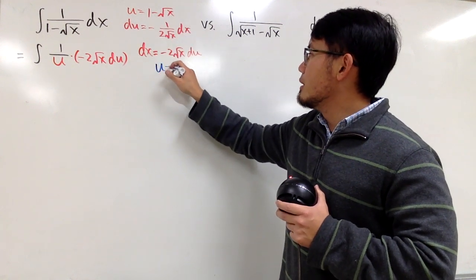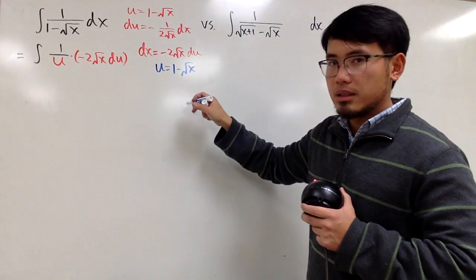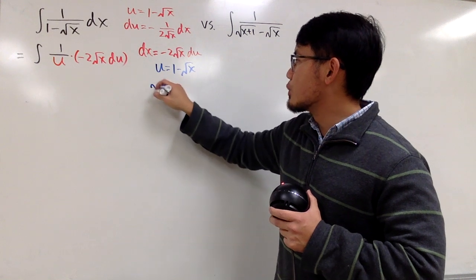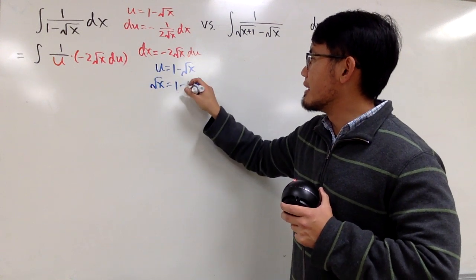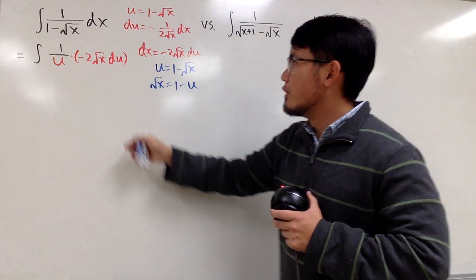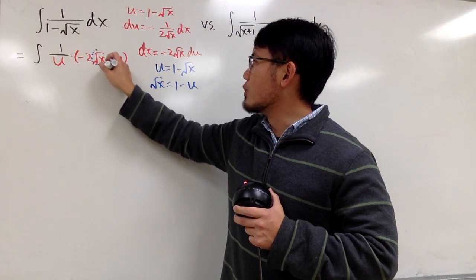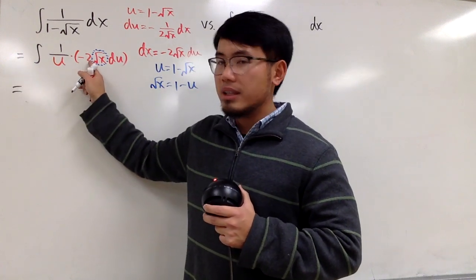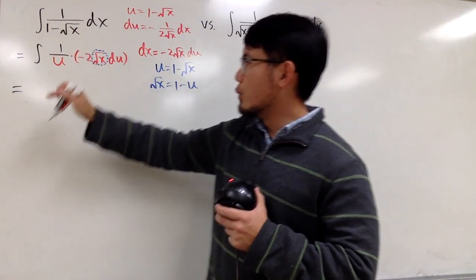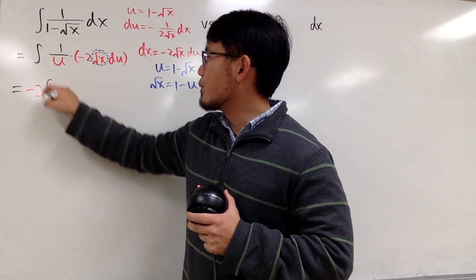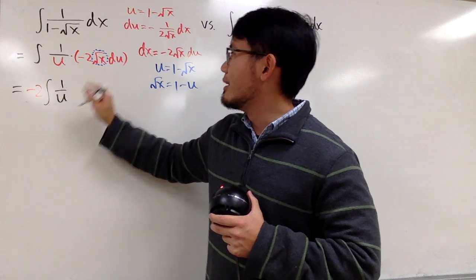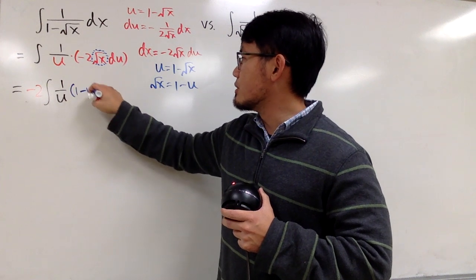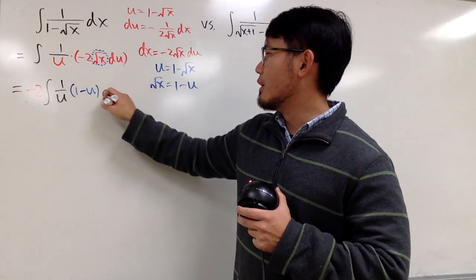Look at this right here. We know u is equal to 1 minus square root of x. I can just move this to the other side and move the u to the other side. I can get square root of x equals 1 minus u. And I can put this for the square root of x. That would be nice. All right, now let's see. I will put the negative 2 all the way in the front because it's just a constant multiple. Like that. And then the integral, and this is 1 over u. And for the square root of x, I will put parentheses 1 minus u. And we are in the u world.